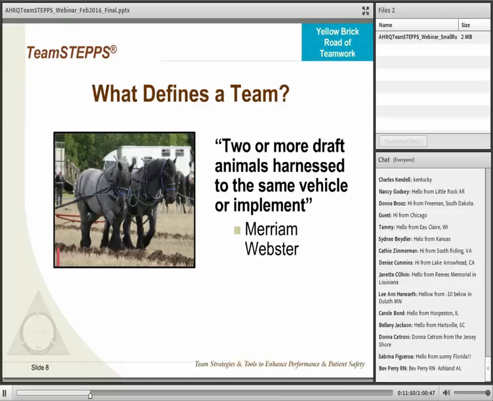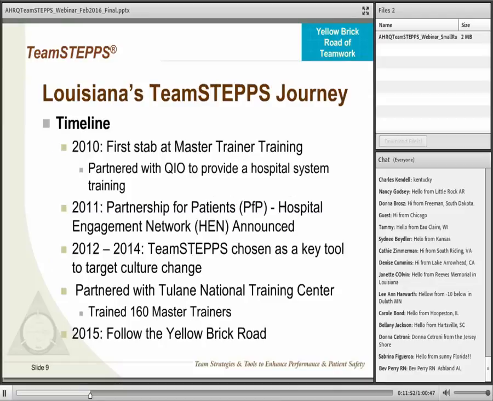But what I want to do now is come back to team, and talk about our journey, the timeline for Louisiana and TeamSTEPPS. So in 2010, prior to any of the Partnership for Patients work, which, remember, came out of the Affordable Care Act, I call that Don Berwick's gift back to hospitals, where they carved out money to help us reduce harm and improve care in multiple clinical areas. Before that, we partnered here in Louisiana with our QIO at the request of one of our member hospitals and systems to provide master trainer training.